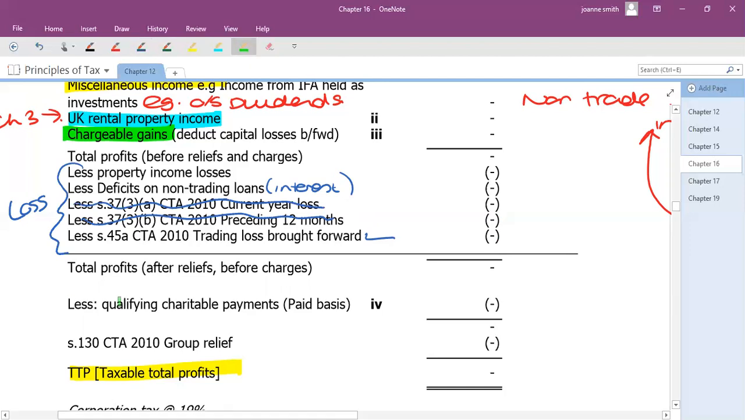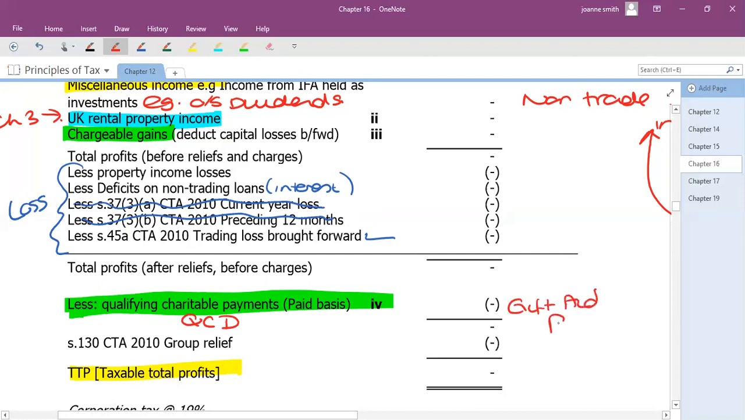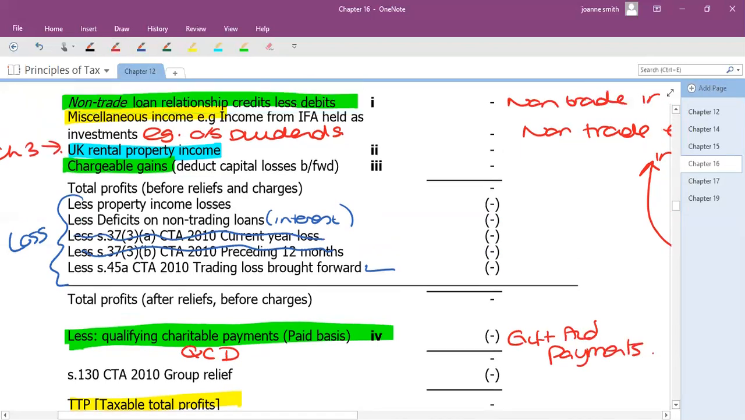This line here is new for a company, so we've not seen this with an individual. This is often referred to in your notes as a QCD, qualifying charitable donation. And this is where you've got some gift aid payments. And these gift aid payments were an example of a disallowable expense when we looked at trading income.